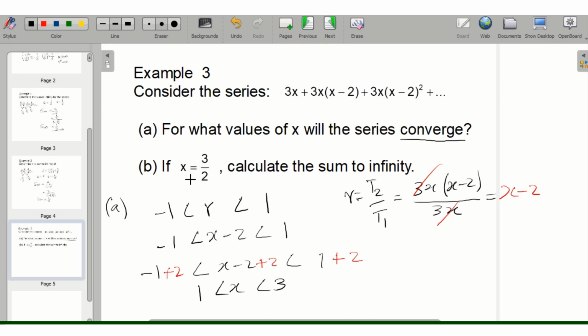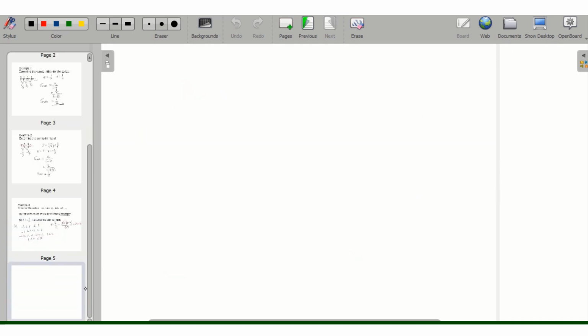The second question says, if x is 3 over 2, calculate the sum to infinity. So now they are giving us the value of x. They are saying that x is 3 over 2. And if you remember, in our calculation, we had calculated r to be x minus 2. So this would be 3 over 2 minus 2. Remember, 3 over 2 is 1.5. So if you minus 2 there, it would be minus a half.